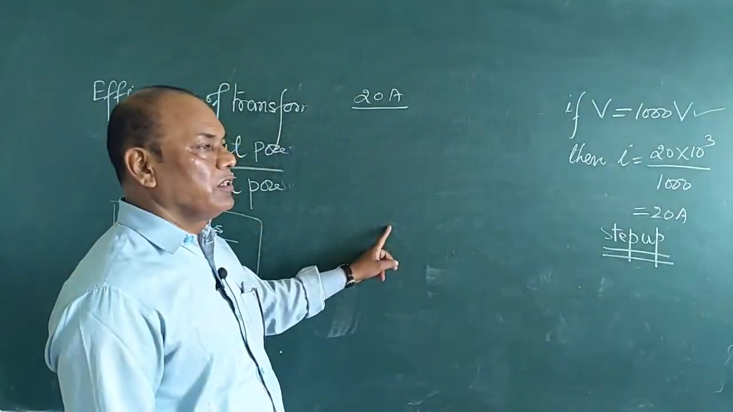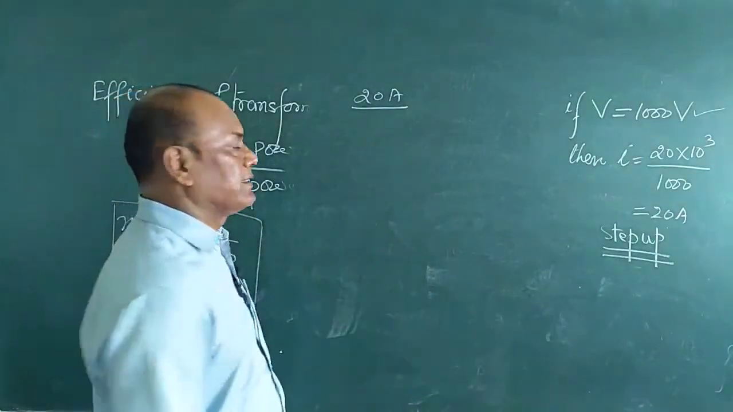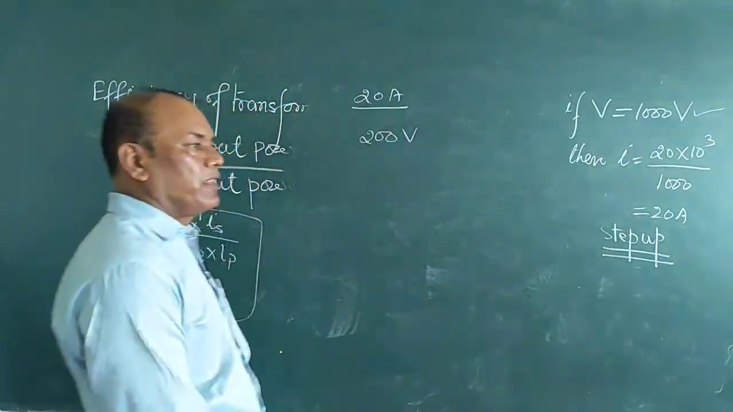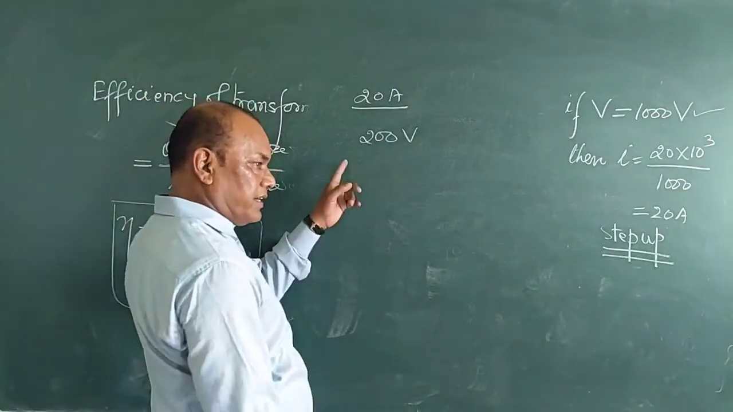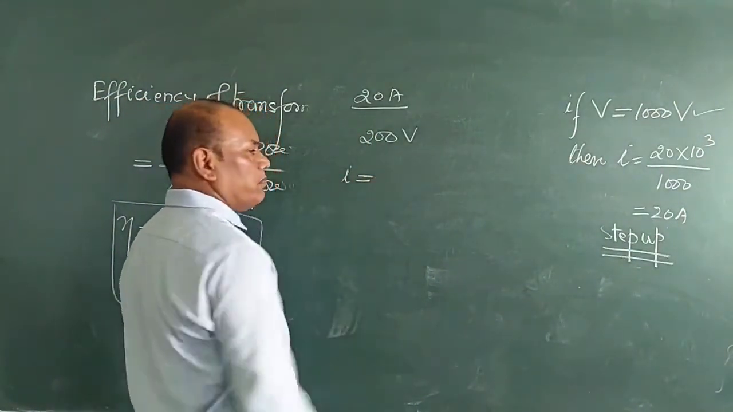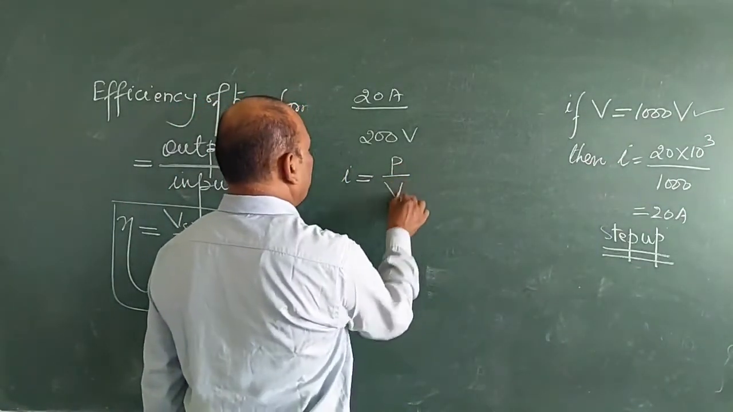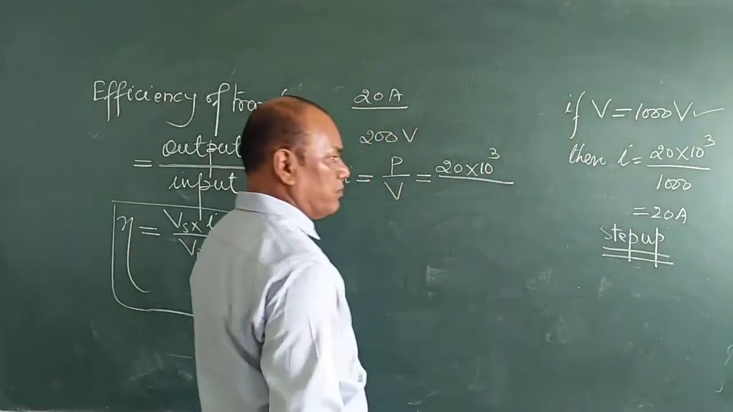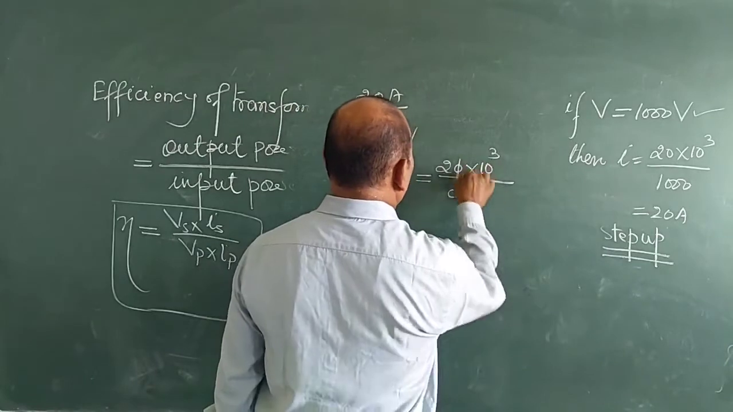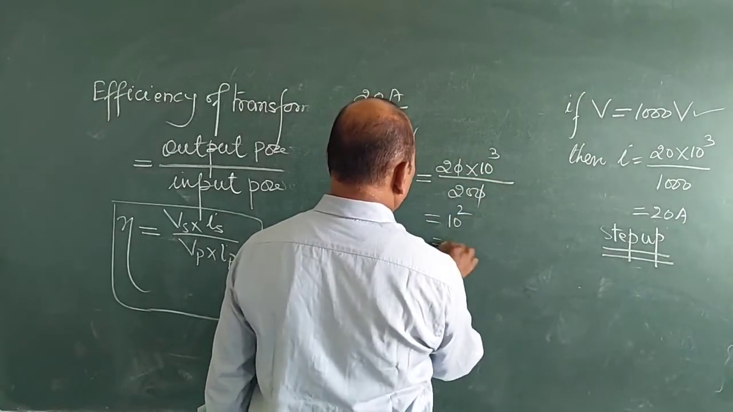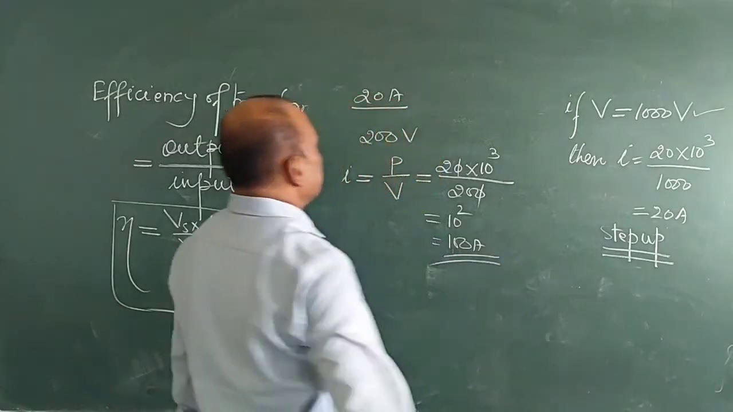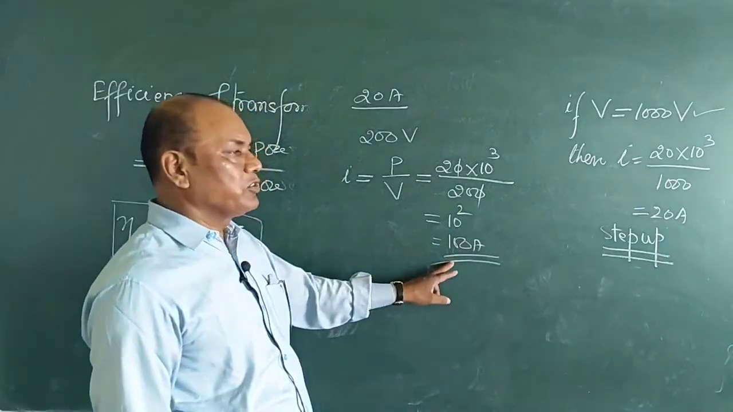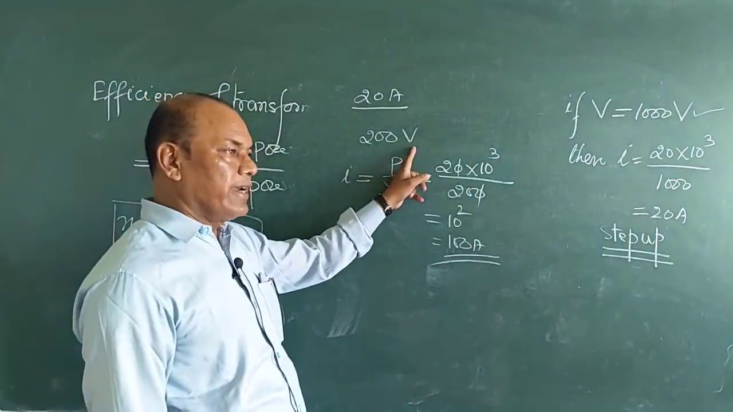So for this purpose, we need to decrease the voltage. If voltage becomes 200 volt, then this current I becomes what? P upon V. This P is 20 into 10 power 3 because this is the generated power, and voltage becomes 200. So this becomes 10 power 2, which means 100 ampere. So current increases from 20 ampere to 100 ampere. So to increase the current, we have to reduce the voltage.